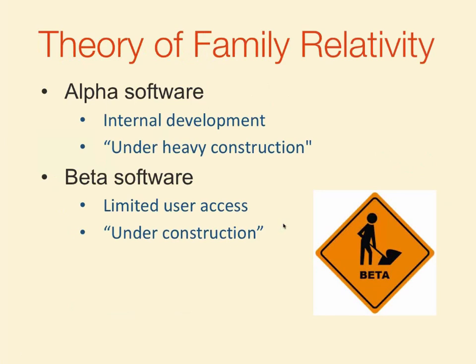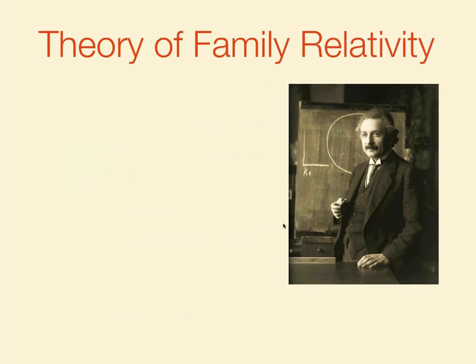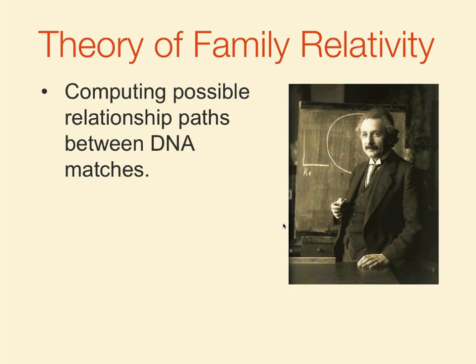So what I'm about to show you is alpha software. This was something that I got permission for from my executive, and I appreciate his approval to let me share this with you. We call this the theory of family relativity, kind of playing on Einstein's theory of general relativity. What we're doing is computing possible relationship paths between DNA matches. We're trying to help automate that process that I showed to you of determining how my Norwegian match might actually fit into my tree.